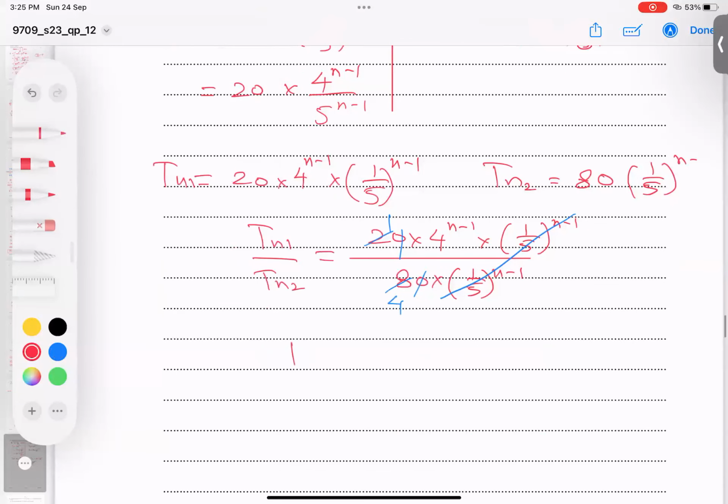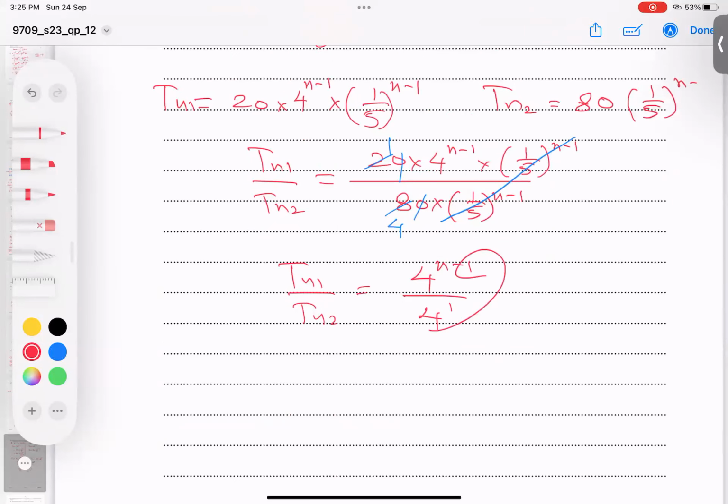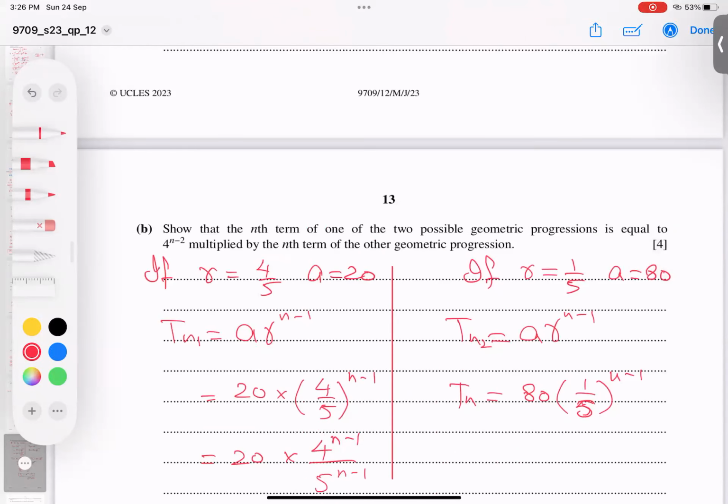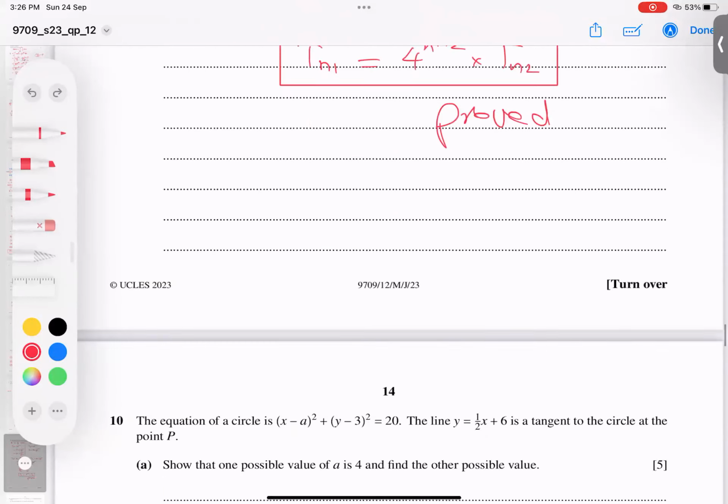So I'm getting Tn1 over Tn2 equal to 4 to the power n minus 1 over 4. And this 4 has power 1, it goes there and becomes power n minus 2. Alhamdulillah. It goes there and we have done it. So proved, because he was asking us to prove that the nth term of the one is equal to this, multiplied by the other one. So Alhamdulillah Rabbil Alameen.